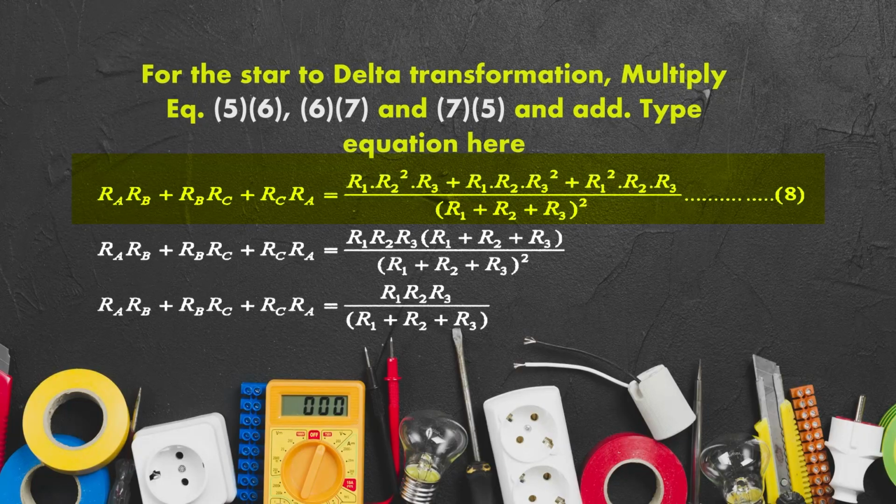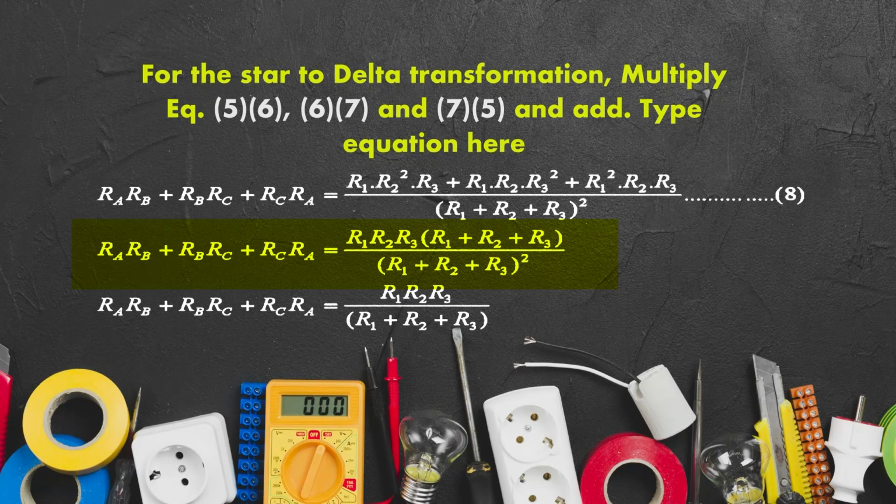Then you will get RA RB plus RB RC plus RC RA is equal to R1 R2 square R3 plus R1 R2 R3 square plus R1 square R2 R3 upon (R1 plus R2 plus R3) whole square. So here you can take the common R1 R2 R3. After solving, this equation can be written as RA RB plus RB RC plus RC RA is equal to R1 R2 R3 multiplied by (R1 plus R2 plus R3) upon (R1 plus R2 plus R3) whole square.